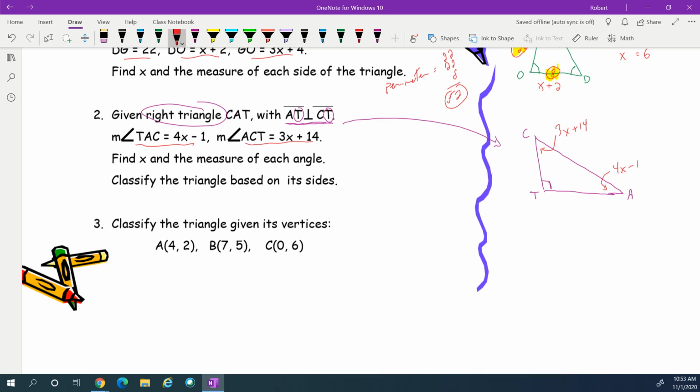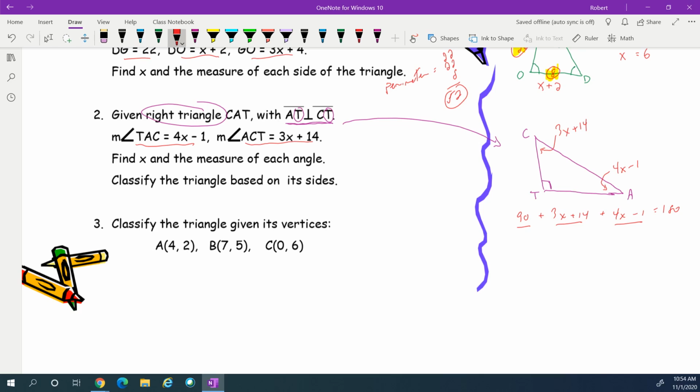Well, again, we always ask ourselves, we are dealing with angles here. What do we know about the angles of a triangle? They always add to 180. So we have 90 plus 3x plus 14 plus 4x minus 1 equals 180. So we have the three angles of a triangle adding up to 180.